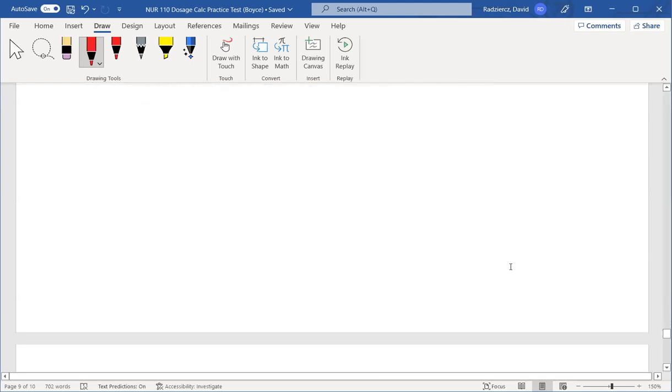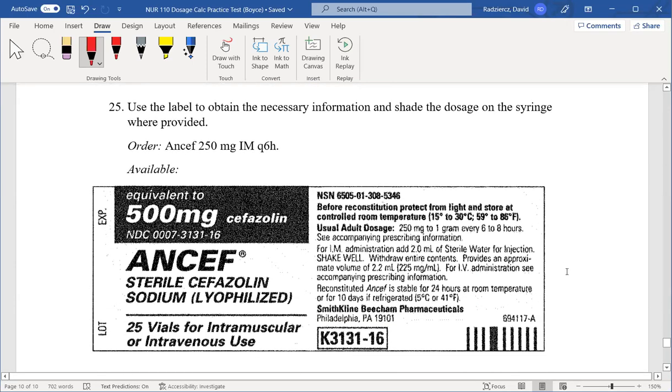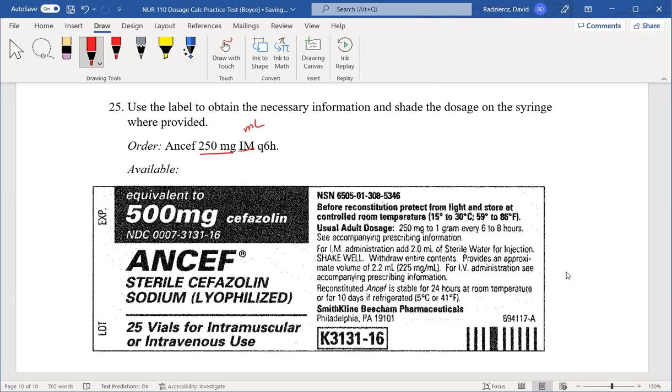All right. And the last question is another reconstitution question. It tells me 250 milligrams is my order, intramuscular, and it asks for milliliters. The reason I knew it was reconstitution is because it tells me I have 500 milligrams. It doesn't say anything about milliliters, but I know I need milliliters in order to do my calculation. So that is your clue to go into the label and look for what happens after sterile water is added and what kind of concentration we get.